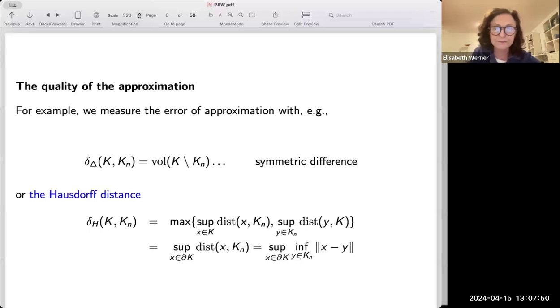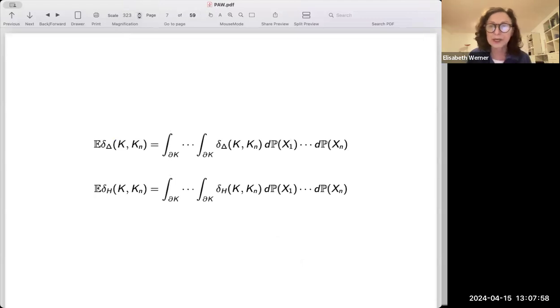So that's the Hausdorff distance, respectively the symmetric difference metric. And what we are interested in are the following quantities. We are interested in the expected symmetric difference metric between K and a random polytope, respectively the expected Hausdorff distance between K and the random polytope.